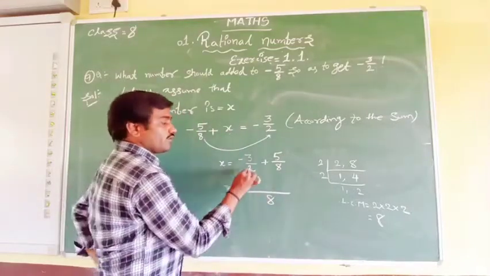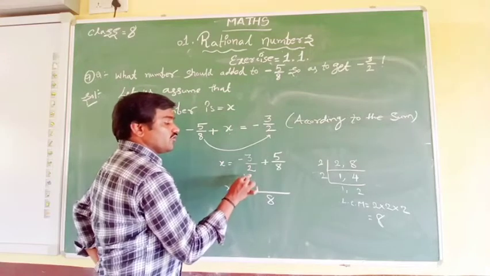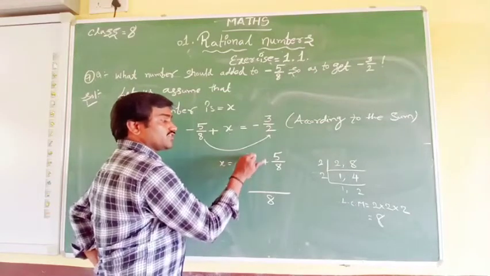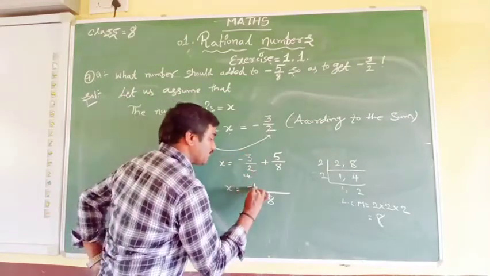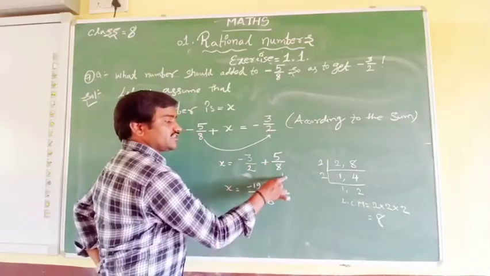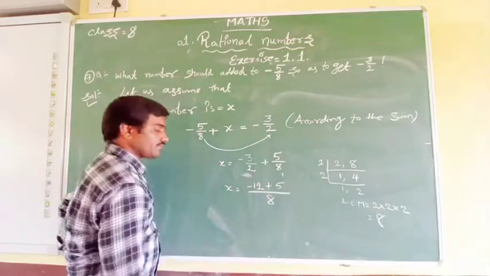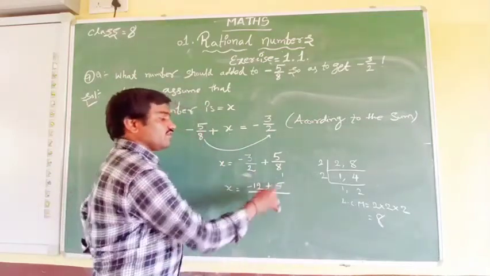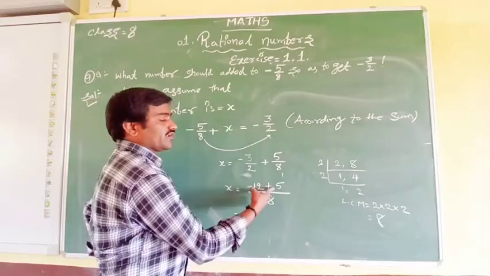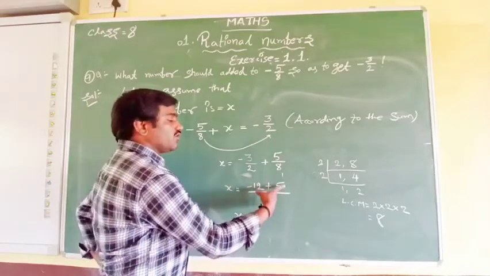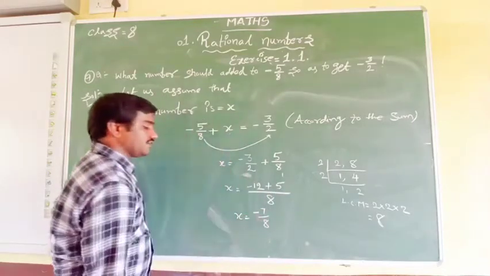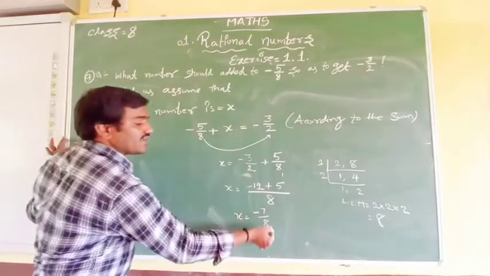Then the process you know now. 2 how many is 8? 2 fours are 8. This 4 into minus 3, 4 threes are 12, but 4 into minus 3 is minus 12. Here there is a plus, you write plus here. 8 ones are 8. This 1 into 5 is 5. So x equals 5 minus 12, or minus 12 plus 5, whatever. When you get one positive and one negative number, you always need to subtract them. So 5 minus 12 is minus 7 by 8. Therefore, we got x equal to minus 7 by 8.